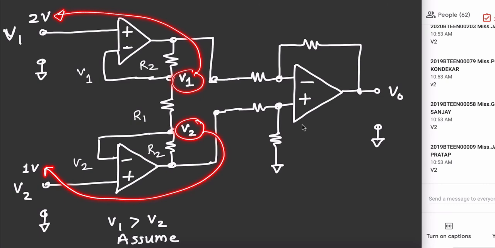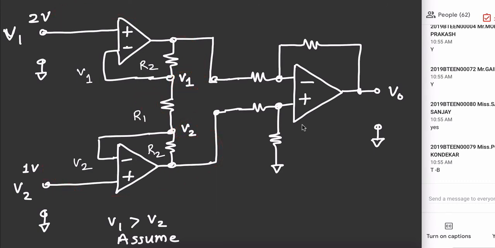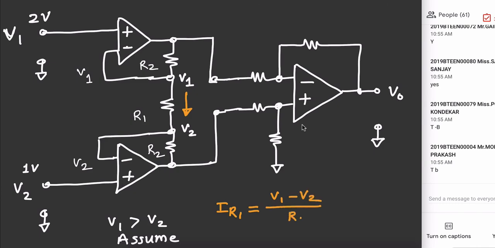Okay. Then will there be any current through R1? Yes or no? And will it be top to bottom or bottom to top? Top to bottom. So let us draw that with some different color. So the current through R1 is there, and its value I R1 is equal to V1 minus V2 divided by R1.